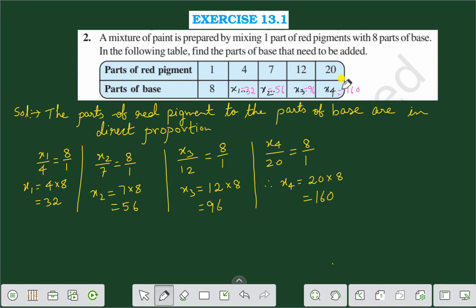Here you find that the parts of red pigment to the parts of base are in direct proportion. Therefore, you can write x1 by 4 equal to 8 by 1, or x1 equal to 32, x2 is equal to 56, x3 is equal to 96, and x4 is equal to 160.